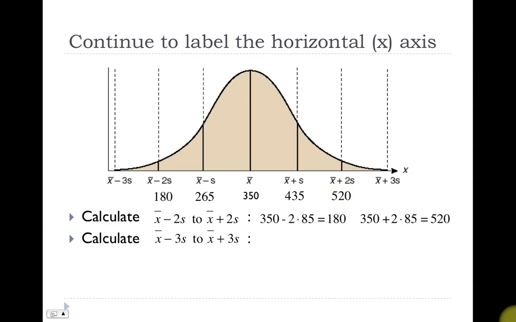And then X bar minus 3s to X bar plus 3s. 350 minus 3 times 85 is 95. You'll put that there. And 350 plus 3 times 85 is 605, and you put that there. Okay, so your horizontal axis is completed. There is a web work question just like this where you have to label the horizontal axis with the values for X bar minus 3s all the way to X bar plus 3s, and then answer questions on the empirical rule.